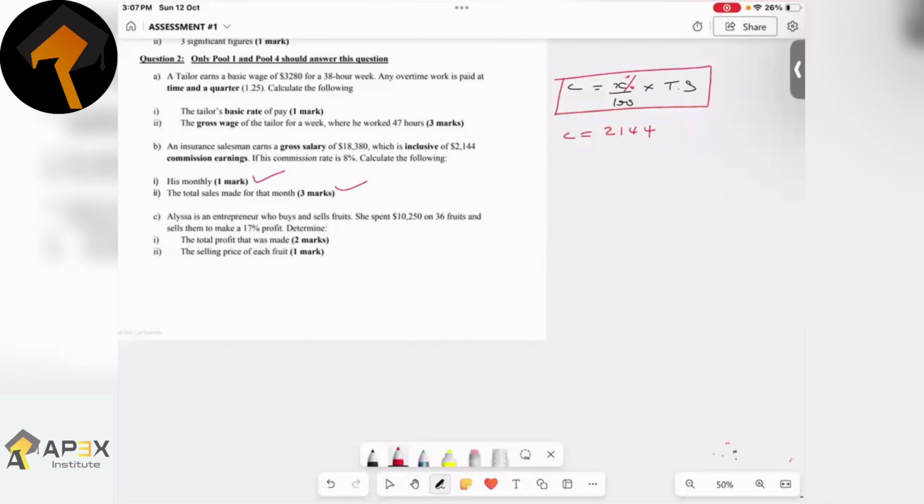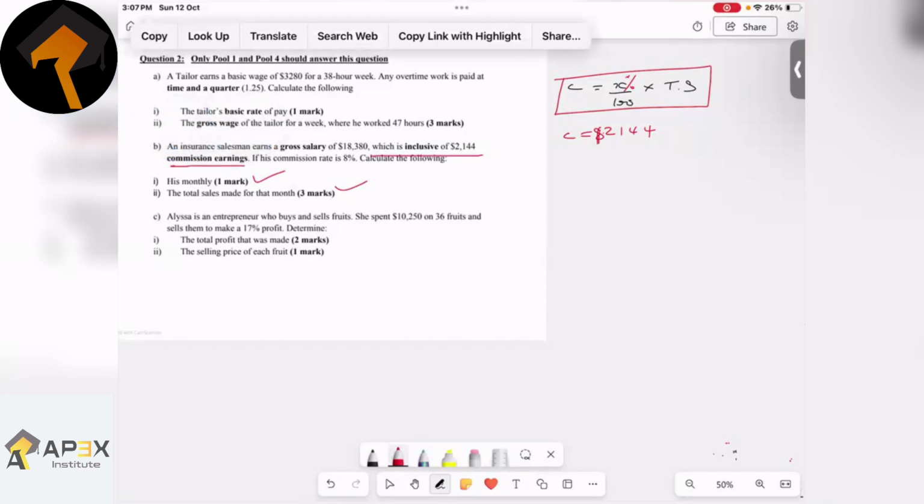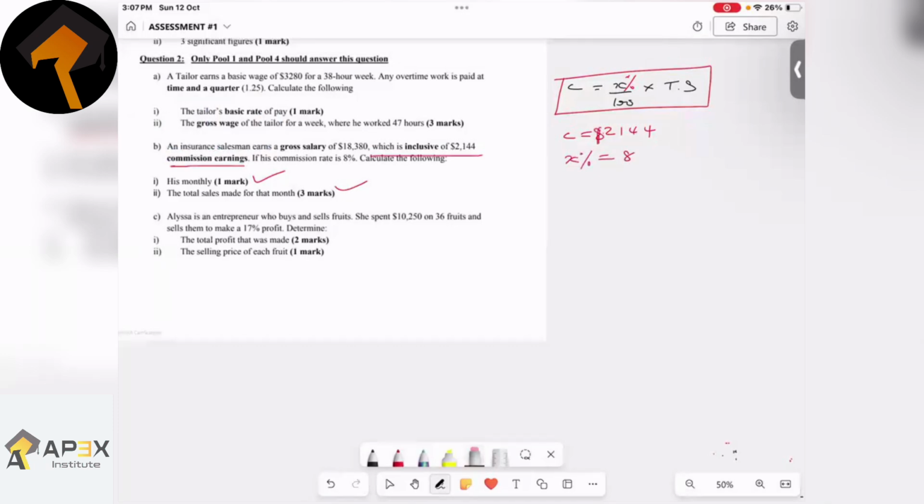I don't want to know about the salesman. I don't want to know about anything else. I just want to know what information is important to me. So right here, I was told that it was inclusive of 2,144 of commission earnings, guys. Commission earnings. So right there and then, I know that the value of C is 2,144. I also know that X% is equal to 8, or I should say the X is equal to 8%.